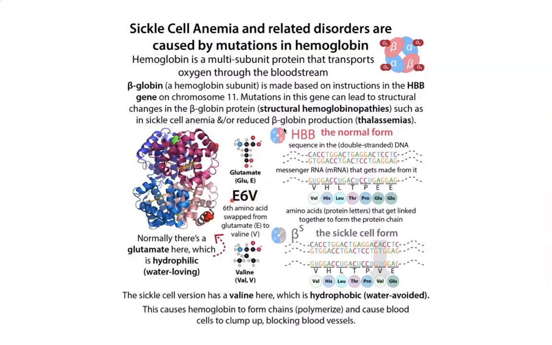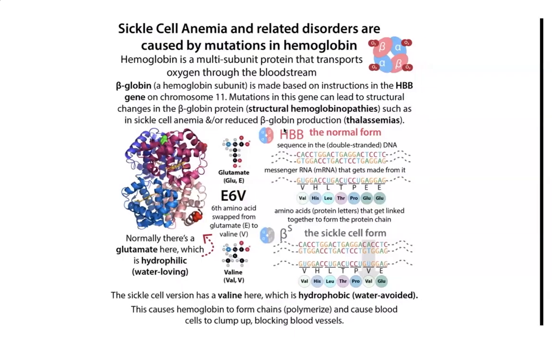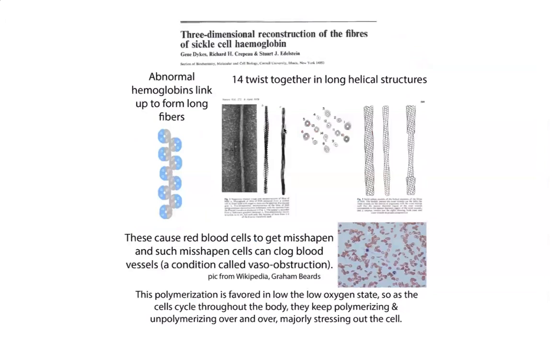Now what's going to happen, you put this nonpolar thing on the surface of a protein, and it's not going to be very happy. But if it finds another nonpolar patch on another hemoglobin unit, well, then they can link together. And so you get these abnormal hemoglobins that link up to form long fibers. These can then twist together in long helical structures that cause red blood cells to get misshapen and clog blood vessels. This polymerization is favored in the low oxygen state.